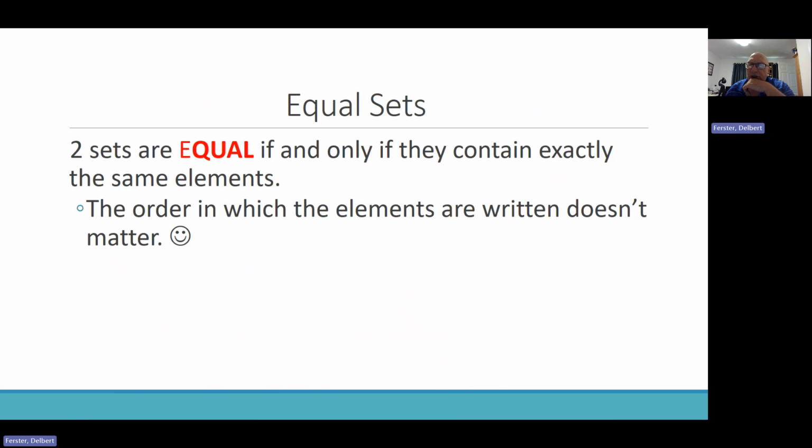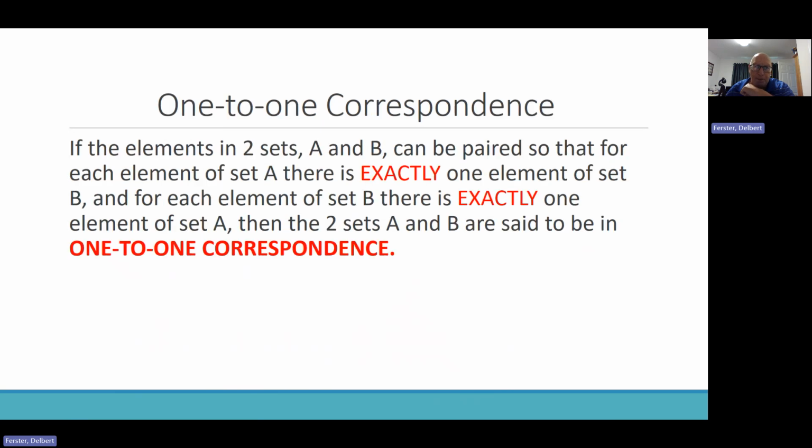Equal sets. Two sets are considered to be equal if they contain the exact same elements. Now remember, the order in which these elements are listed doesn't matter. So if you say, my set has a 2 and a 5 and a 7, and Susie says, mine has a 7 and a 5 and a 2, your set and Susie's set are equal. They contain the exact same elements with no preference to order.